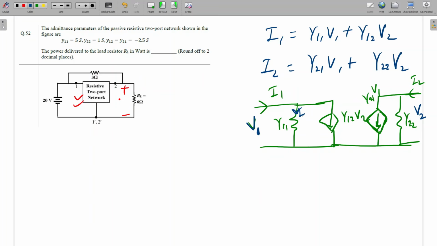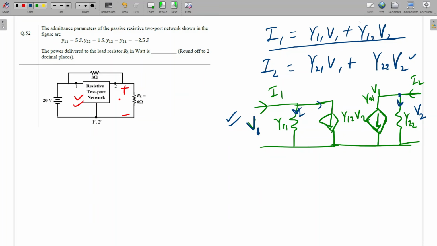This current will be there, and this I have already written, Y12 V2. So this equation is satisfying this side. This is port 1 of the network, and this is port 2 of the network. Y21 V1, and 1 second. What is this value? Y12. So Y21 V1 plus Y22 into V2 will be this current. So at this node, this equation is satisfying.